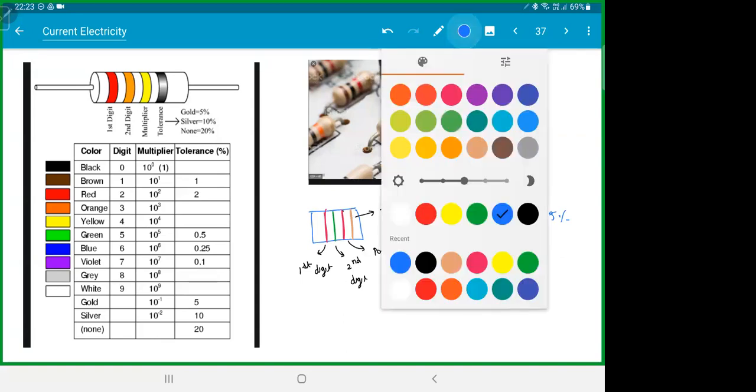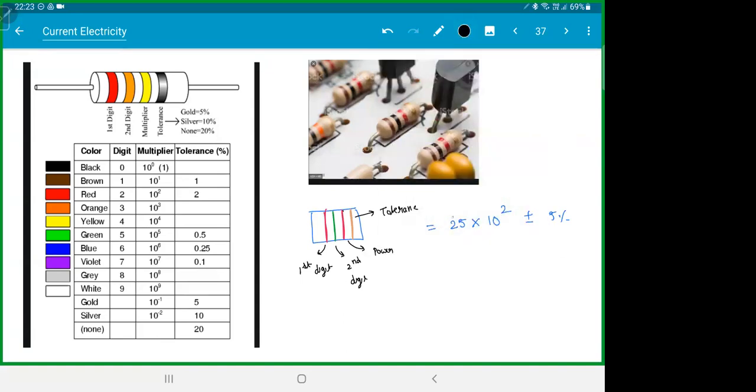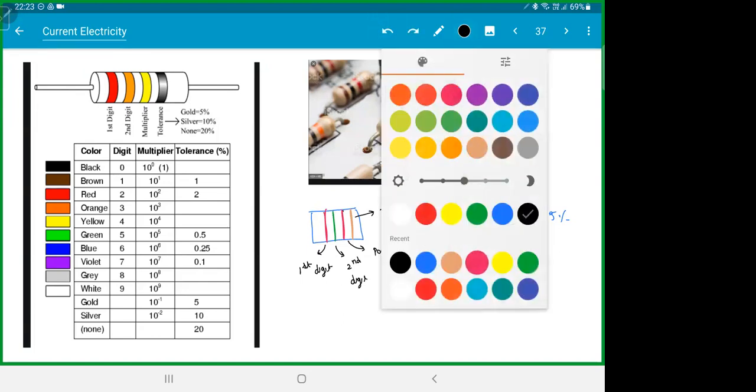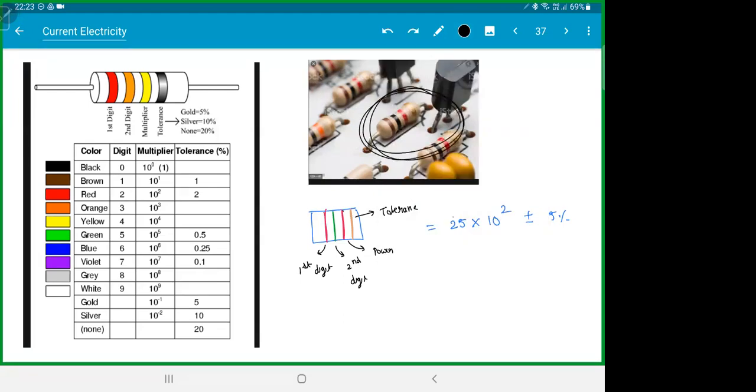Are you getting what we did? The first color will denote the first digit. Second color is the second digit. Third color will denote the 10 to the power. That's the third color. Can you tell me what is the resistance in this diagram?